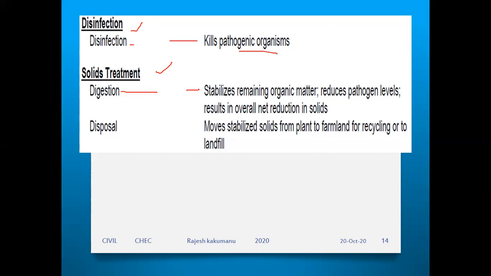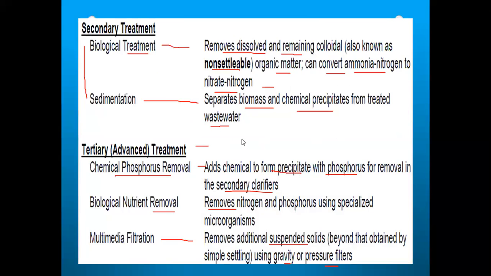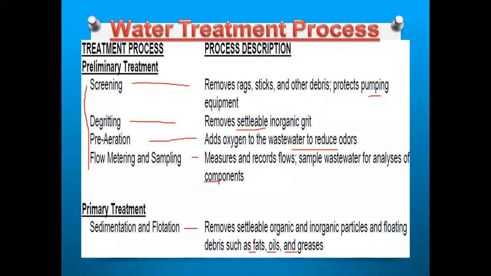So in the digestion, what happens here? It stabilizes remaining organic matter, reduces pathogen levels, and results in an overall net reduction in the solids. Whereas in disposal, what are we doing? It moves stabilized solids from the plant to farmland for recycling, or to landfill. Okay, these are the main treatment processes done in any wastewater plant.